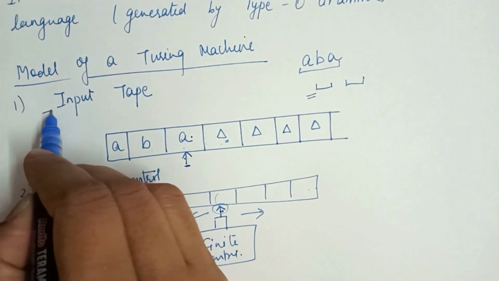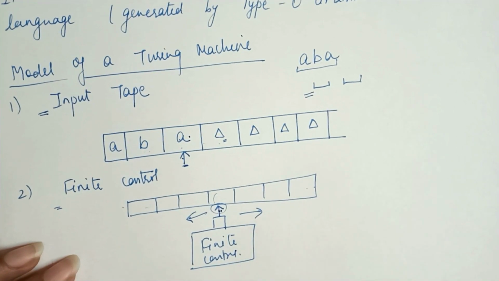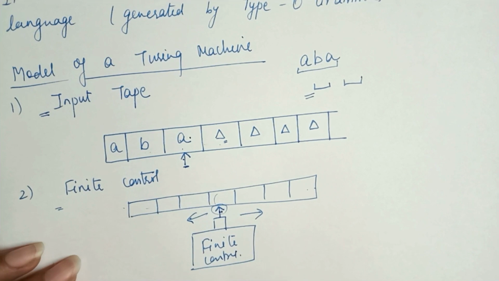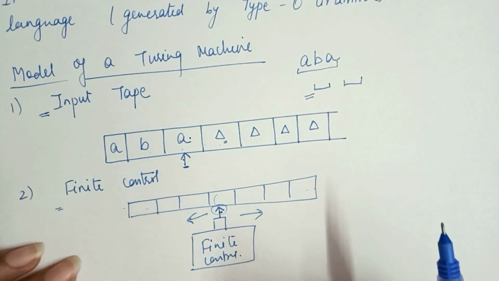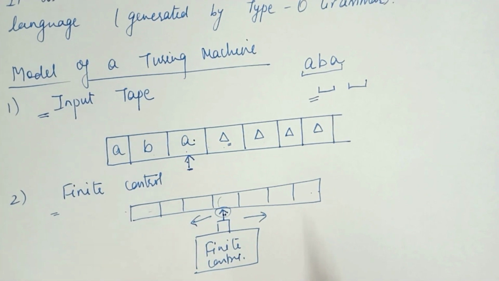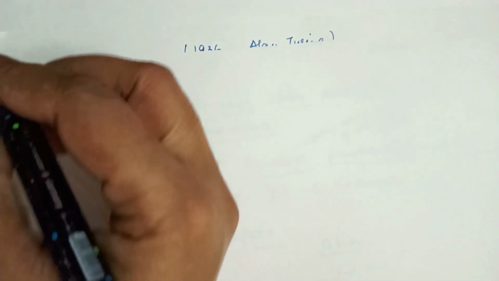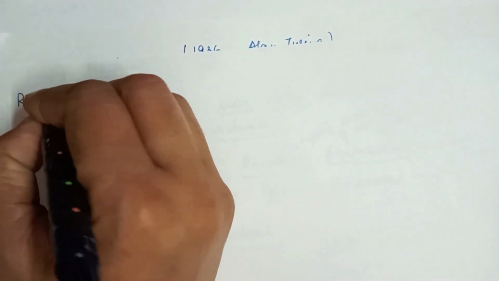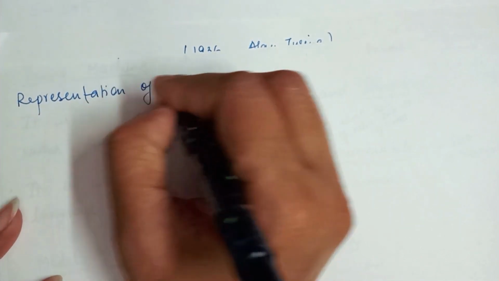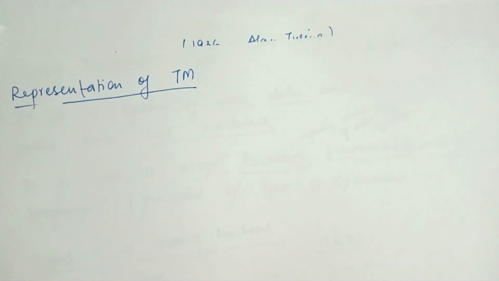Okay, so the first component is the input tape, the second is the finite control, and a finite set of states through which the machine has to undergo, and a finite set of symbols called external symbols, which are used in building the logic of a Turing machine. So now we discuss how we represent a Turing machine. For the representation of a Turing machine, in short, the Turing machine will be represented by TM.